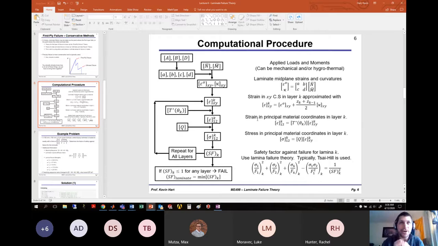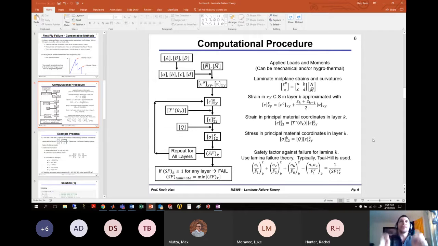Then from there, if I know the strains in layer K, I can get the stresses in layer K by using the in-plane stiffness matrix Q. So this now will give me my stresses in principal directions, right? So this is stress in layer K in principal coordinates.